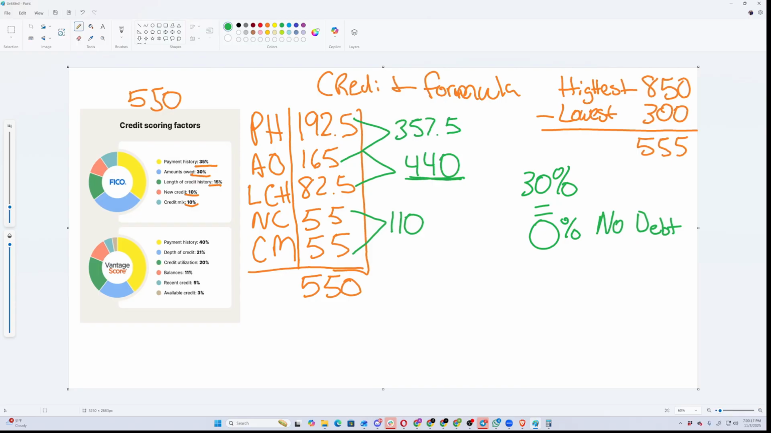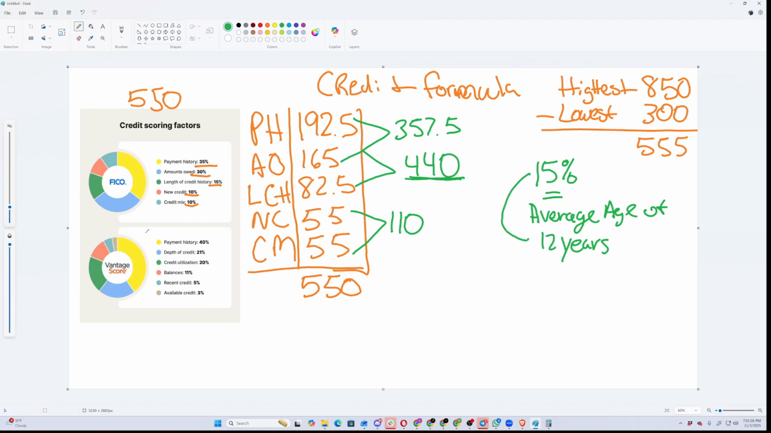Okay? Length of credit history. This one's the hardest one to understand, but the easiest one to get after explained. To get all 15 points, which is 82.5, to get to 15%, you need to equal out to an average age of 12 years. So, the closer you get to that 12 years of average age, you will get all 15%.